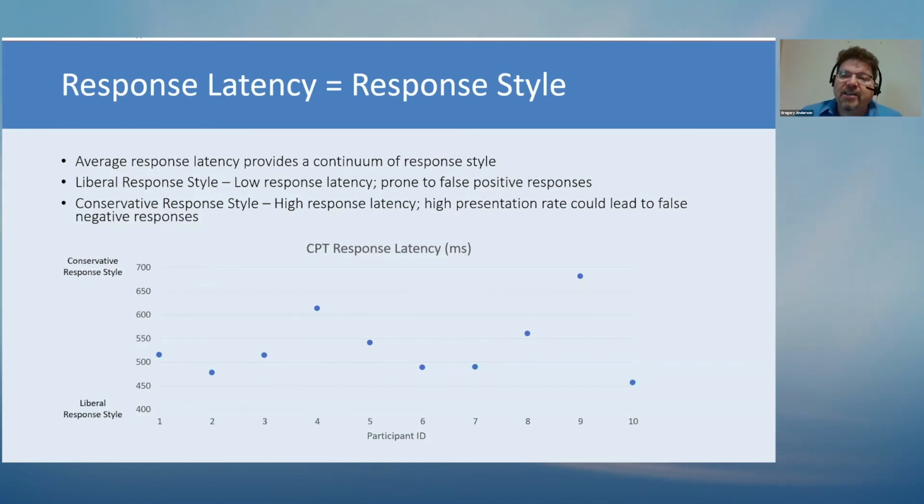What we typically see with this continuum is that people with a conservative response style make fewer false positive errors because they carefully consider each stimulus before responding. However, with a faster rate of presentation, these people may make more false negative errors because of the extra time they spend thinking about the previous item. Conversely, liberal responders get in kind of a response groove, so to speak, and tend to make more false positive errors because they're focused more on speed than accuracy.